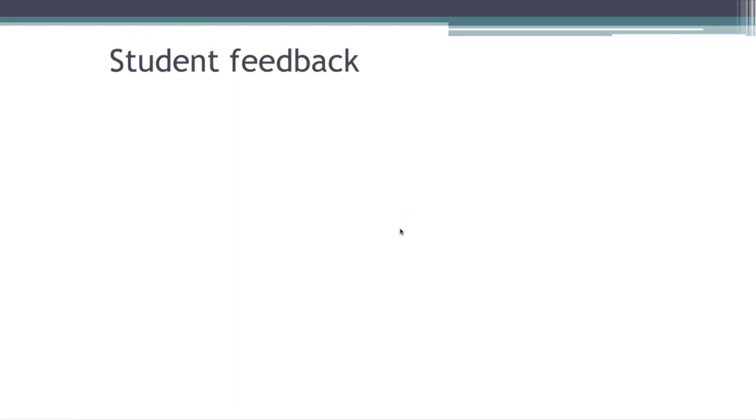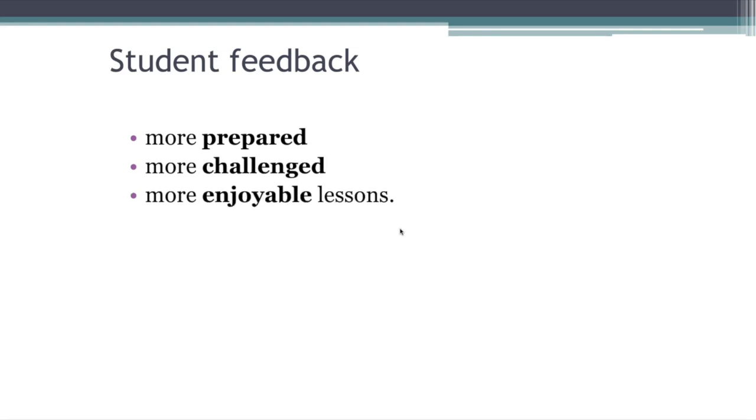But I also got some student feedback to see what they thought of this flipped learning. And most of it was actually really positive. The students said that they liked doing the learning at home because they felt more prepared for a lesson and they understood what was going on in the lesson. They felt more challenged. They actually said they enjoyed the lessons more because instead of just sitting there being talked at and writing notes, almost the entire lesson was activity based, and they really enjoyed that interactive and active style of lesson.